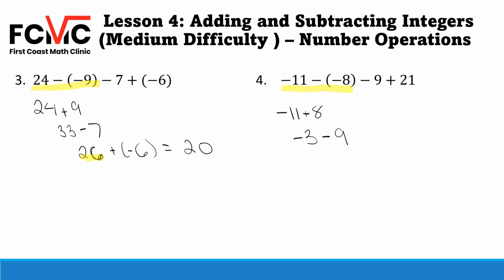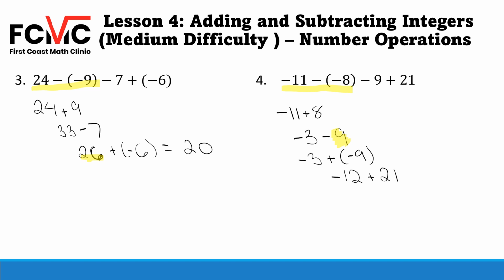So let's rewrite this using our subtraction rule. Keep the first term, change subtraction to addition. This is a positive 9. Let's change it to negative 9. Now we're adding two numbers of the same sign, so let's add them up. Keep the sign, so we get negative 12, and bring down the plus 21.